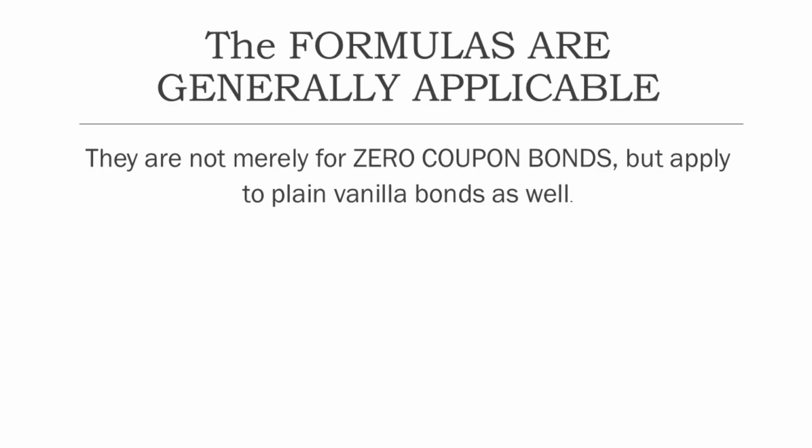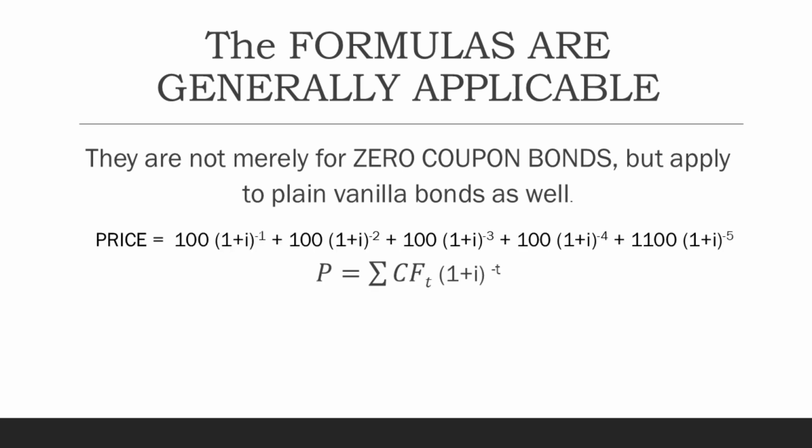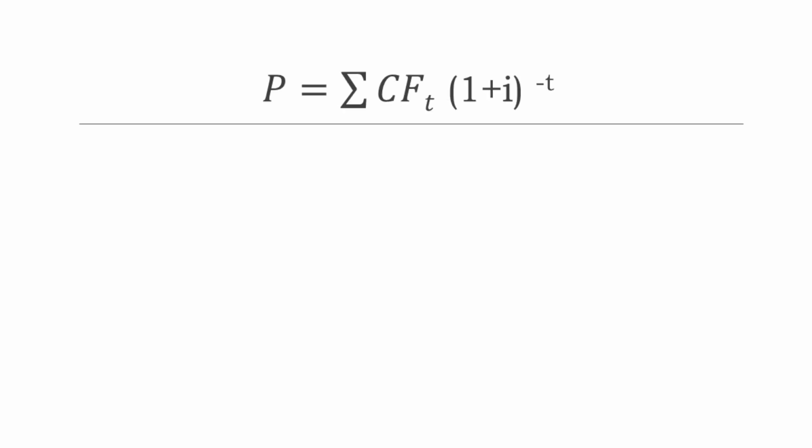Now, the formulas are generally applicable. They're not merely for zero coupon bonds, but they apply as well to plain vanilla bonds. And therefore, let's talk about the plain vanilla bond with coupon of 10%, par value of 1,000 with annual coupons and a maturity of 5 years. We can write this down in summation formula, and we note that the derivative of a sum is simply the sum of the derivatives.